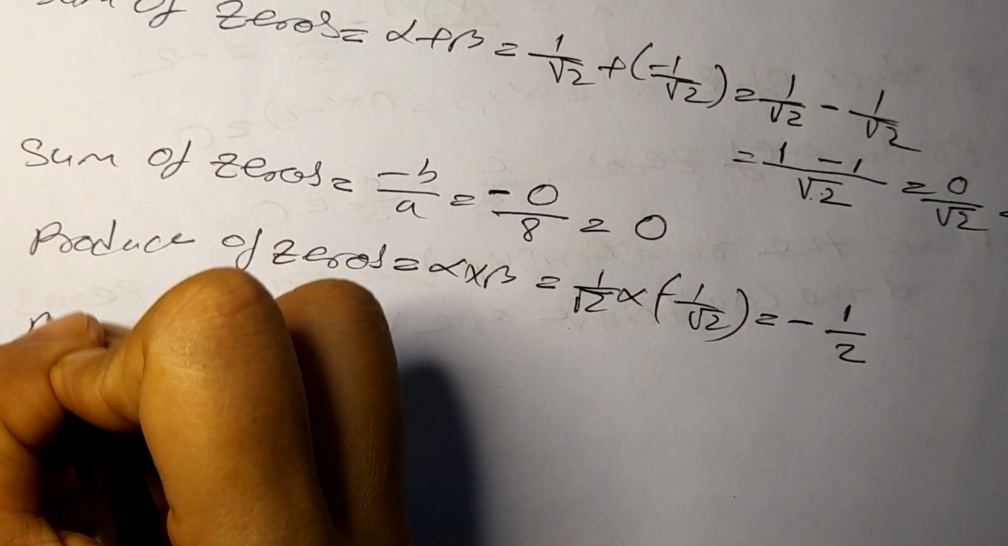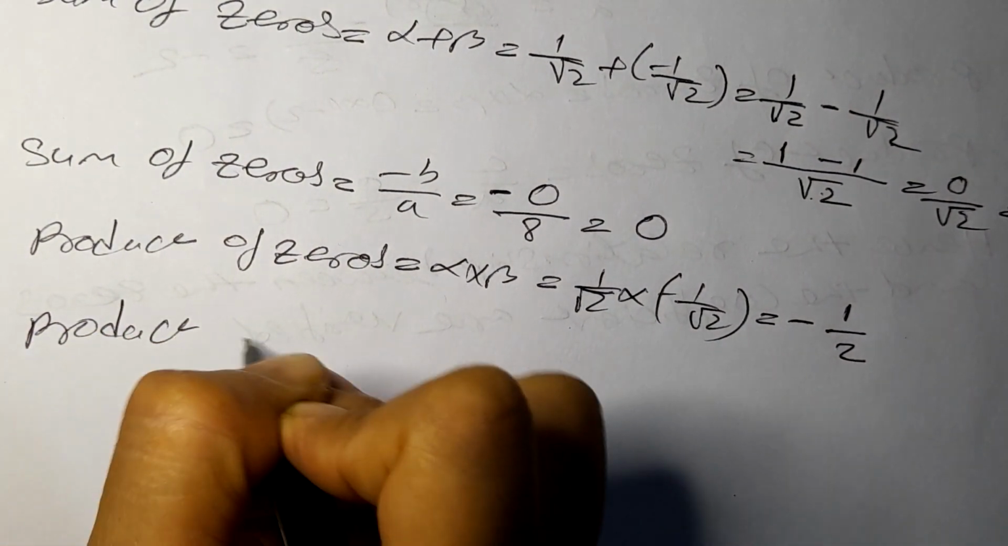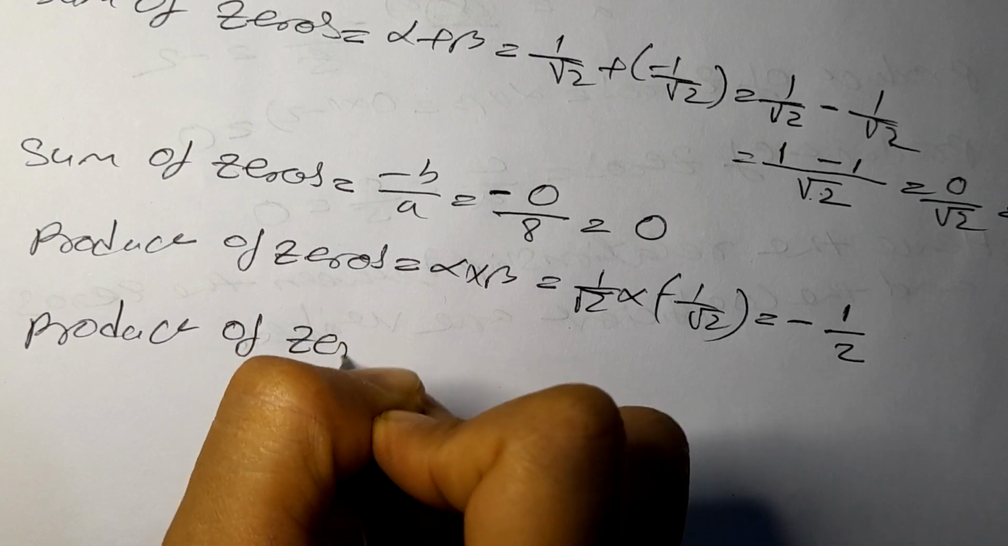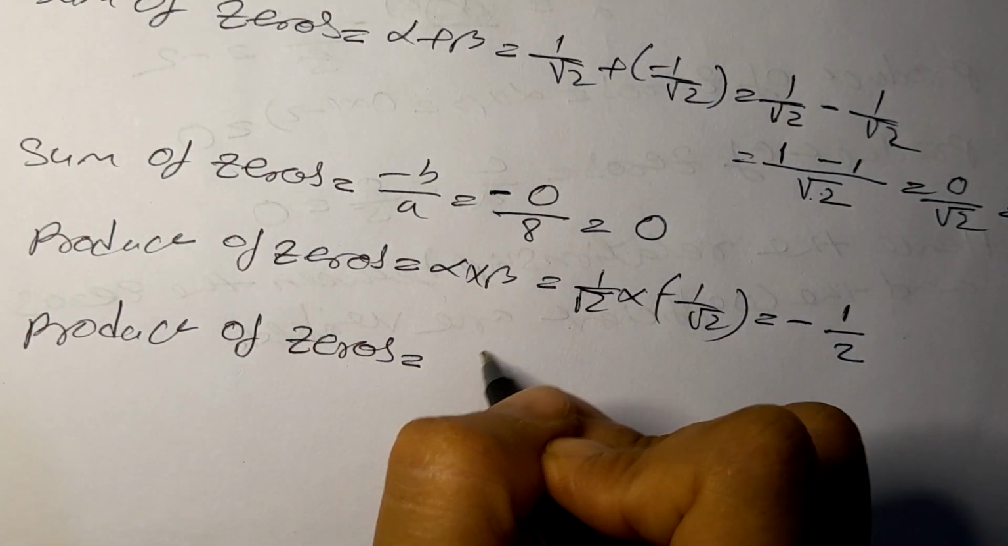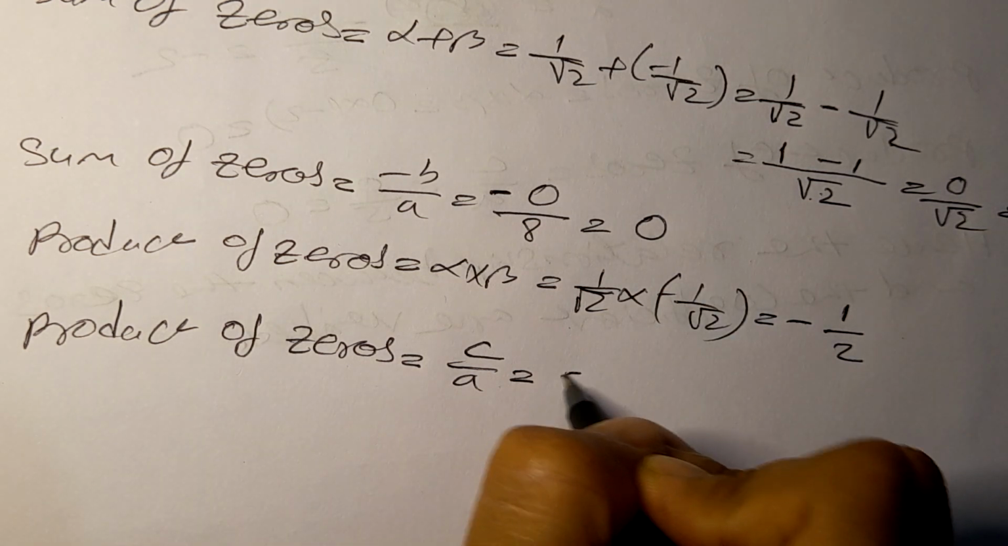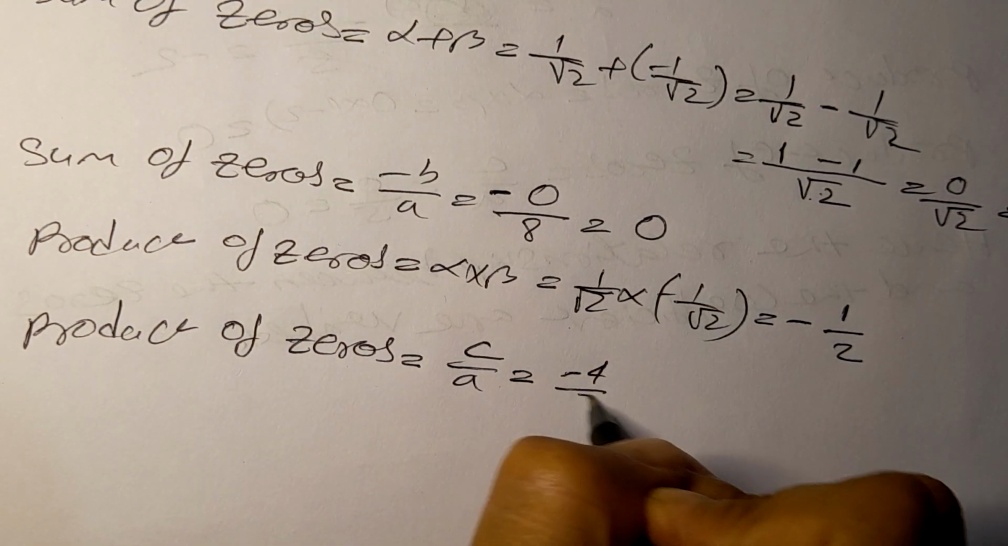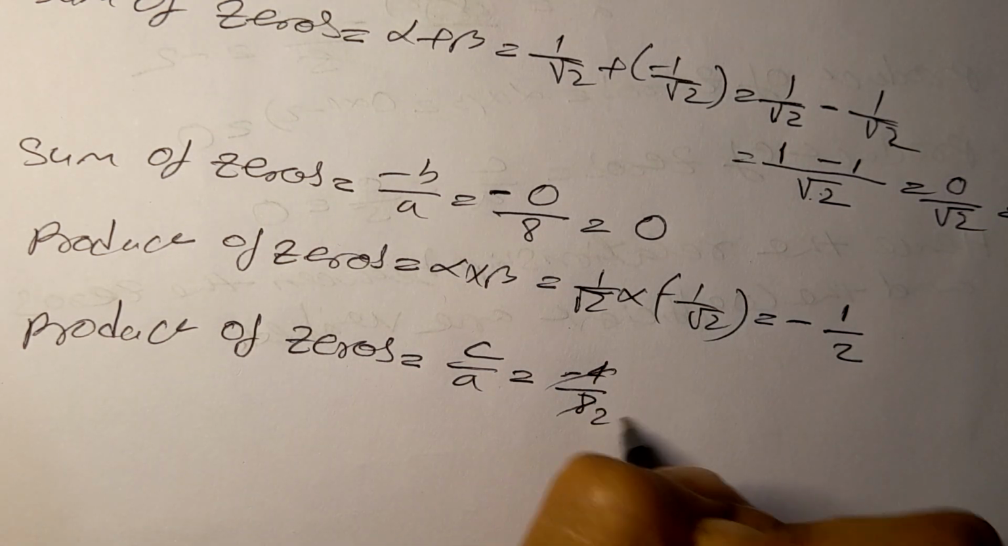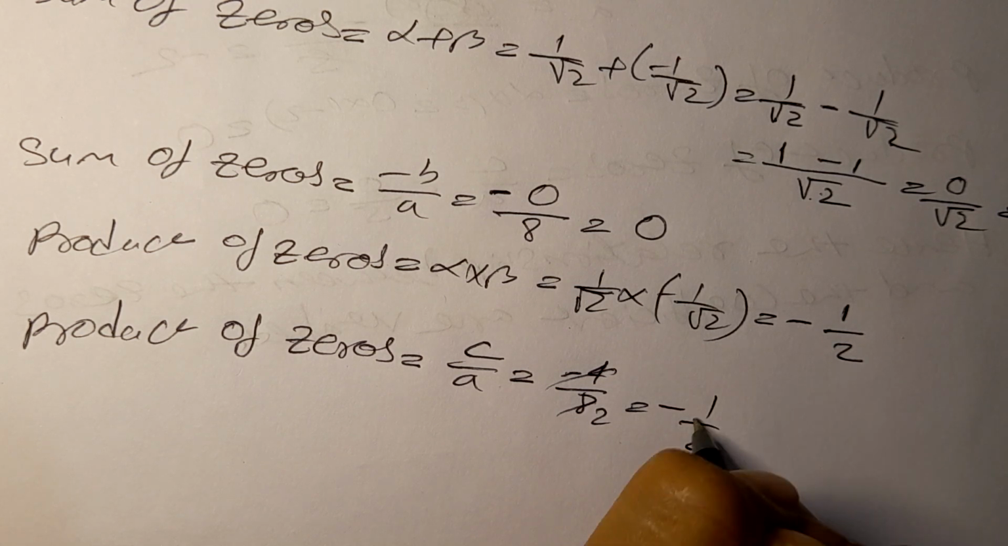Now product of zeros is equal to c by a. What is the value of c? Minus 4. What is the value of a? 8. We can cancel it by 4, so it will give minus 1 by 2. So this and this are equal.